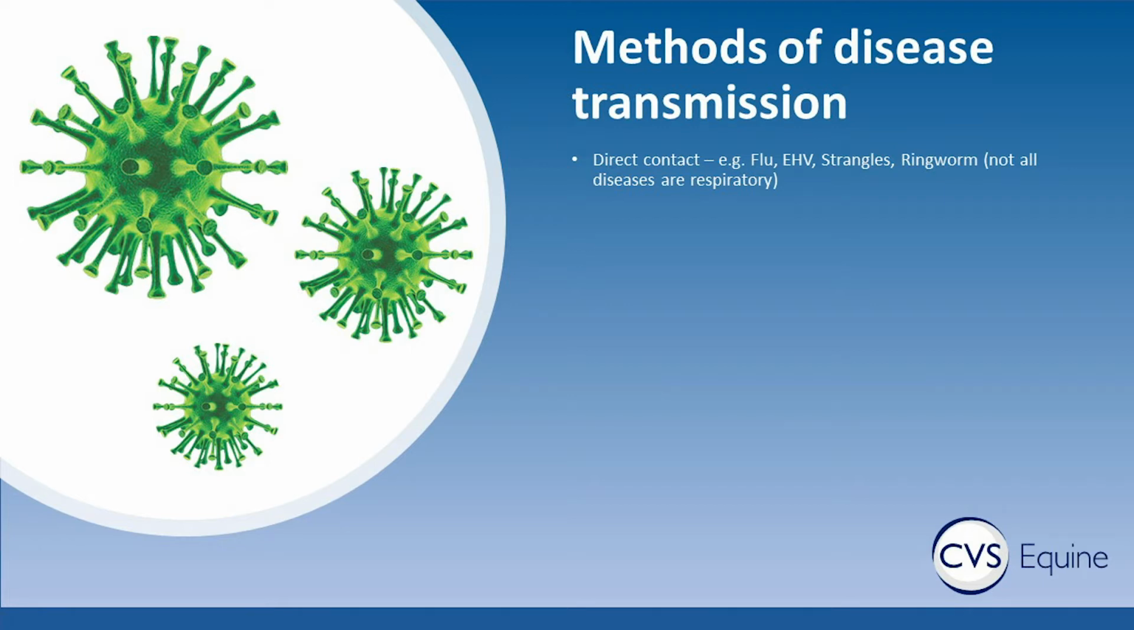The second way is through airborne transmission. This transmission is based on the survival of the disease in the water droplets suspended in the air. It can be short distance like EHV or it can be long distance like flu.